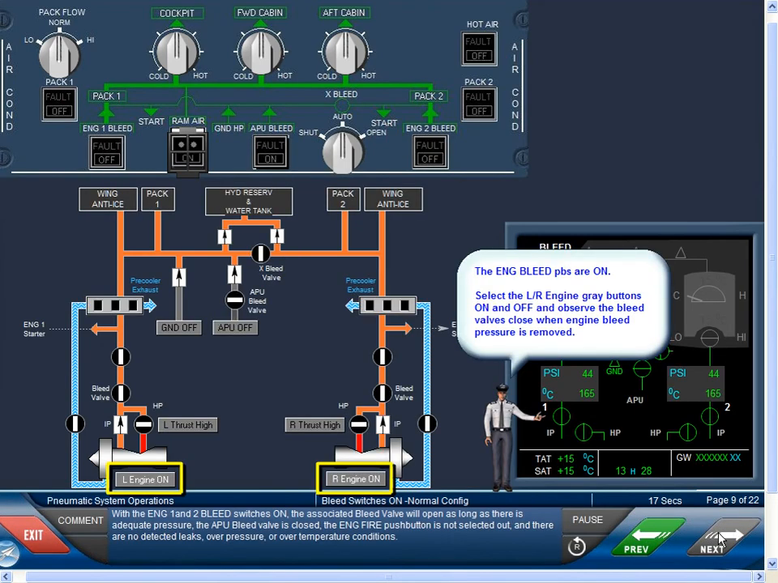With the engine 1 and 2 bleed switches on, the associated bleed valve will open as long as there is adequate pressure, the APU bleed valve is closed, the engine fire push button is not selected out, and there are no detected leaks, overpressure, or over temperature conditions.